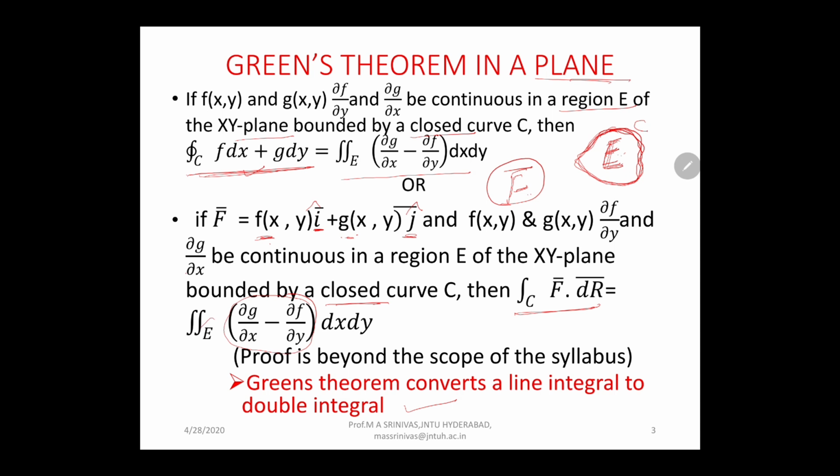You need to understand the relation between C and E. The relation between C and E is that C is the boundary for E. What is the integrand for the line integral? It is f bar. And what is the integrand for the double integral? It is ∂g/∂x minus ∂f/∂y. This is what Green's theorem is.